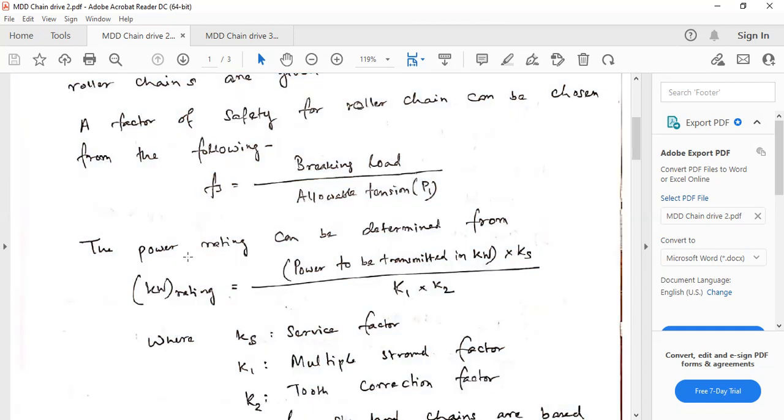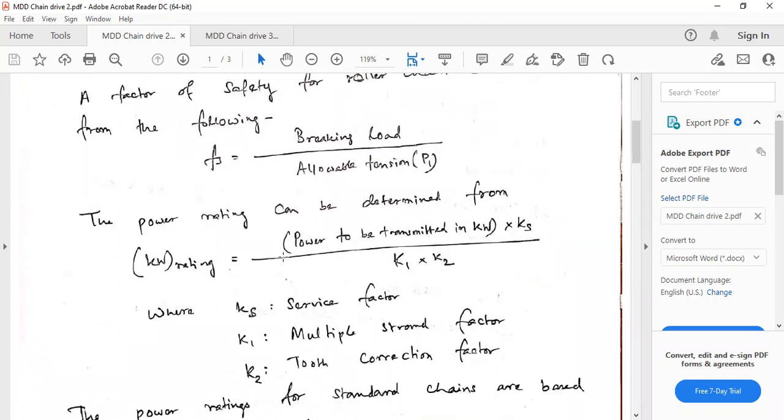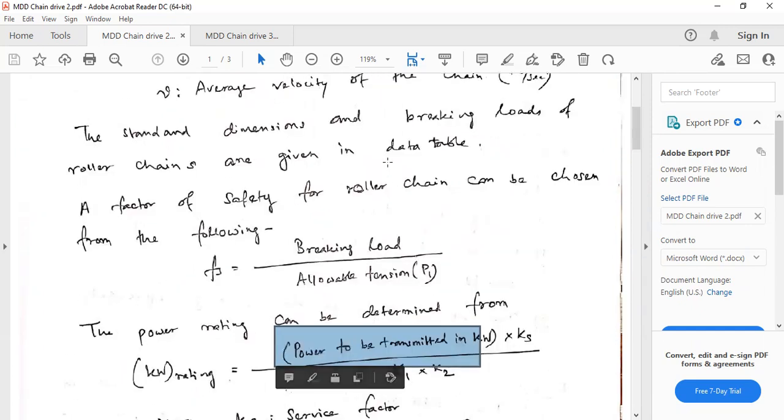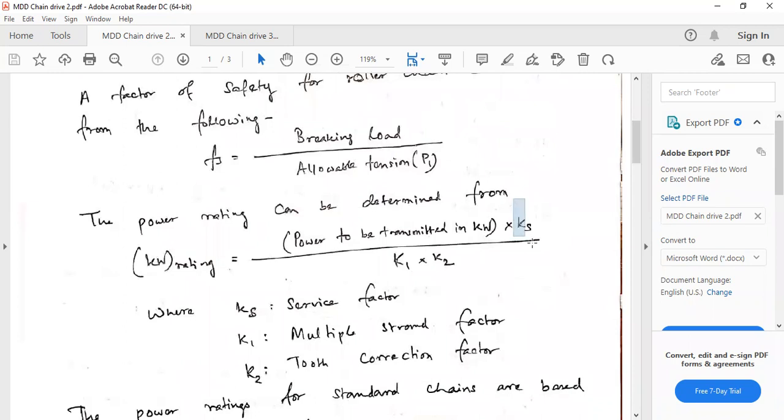Now the power rating can be determined from this relation. For any chain, the power ratings are available in your data book, and they can be calculated from this also. The power to be transmitted, which we found from this formula, is multiplied by a factor Ks, which we'll learn about now, divided by two more factors, K1 and K2.